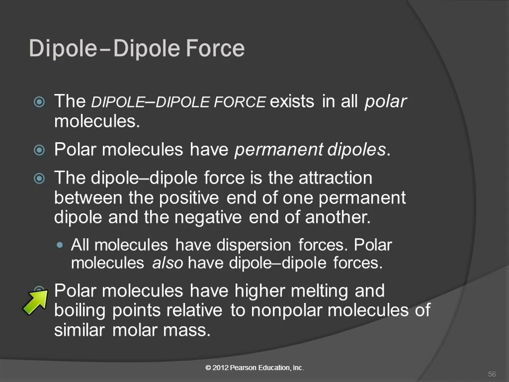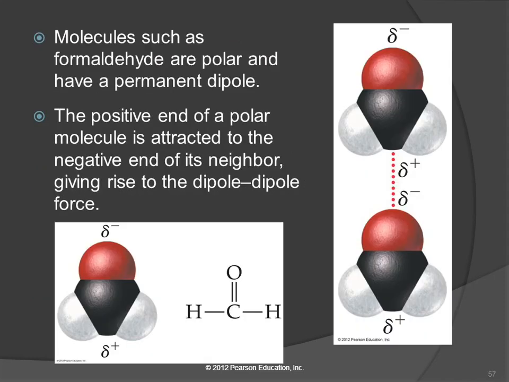So this results in polar molecules having higher melting and boiling points relative to nonpolar molecules of similar size. If the molar masses are the same or similar, the strength of the dispersion force is going to be the same. But a polar molecule also has dipole-dipole forces on top of that. So this is formaldehyde. Here's its structure. And if we look at that structure, do we expect that to be polar?